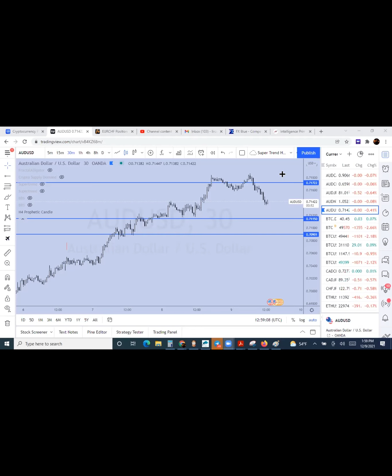Can you show us a fractal indicator on trading? Yeah, the name is Fractal Alligator. That's the name, Fractal Alligator.